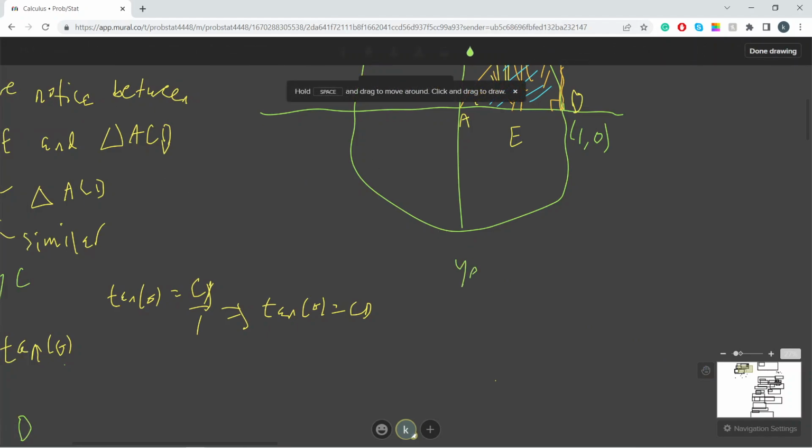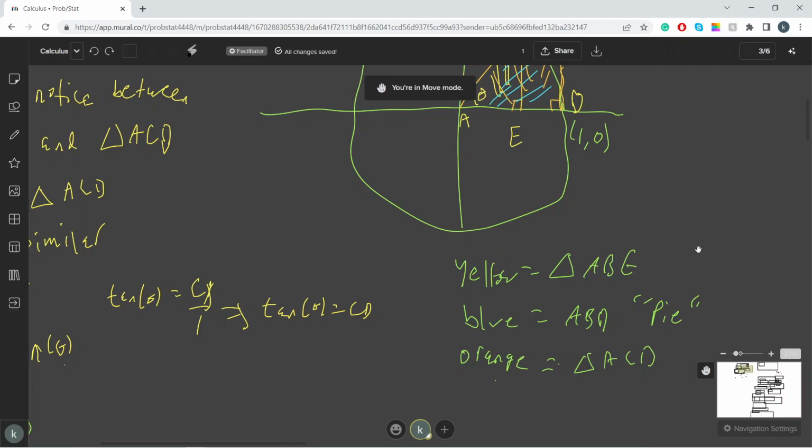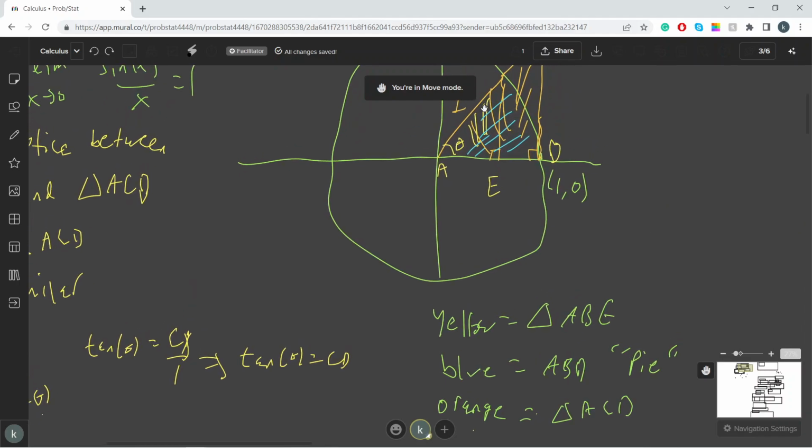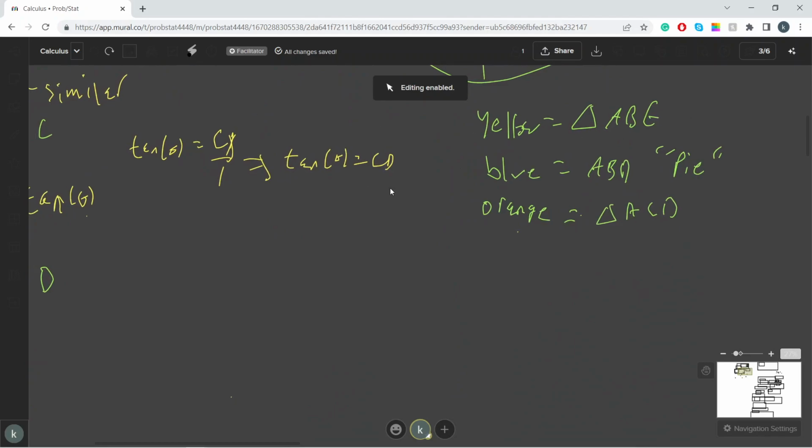So we know that yellow equals triangle ABE, blue equals ABD pie, and then orange equals triangle ACD. Okay, so we have the yellow, blue, and orange regions defined. So now what do we notice? Well, you notice that the yellow region is smaller than the blue region, which is smaller than the orange region. So that's going to be a critical piece of insight. So let's jot that down.